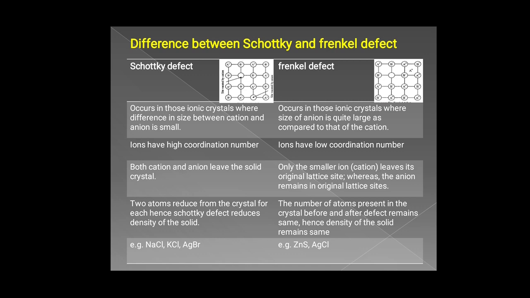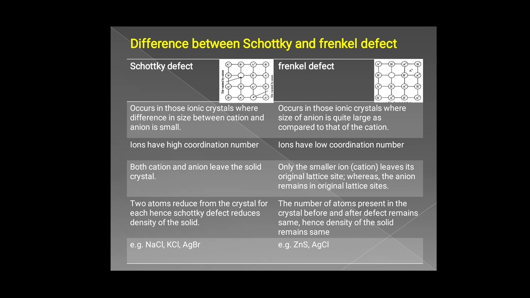In Schottky defect, the ions have a high coordination number, while in Frenkel defect, the ions have a low coordination number. Whichever ions have a high coordination number will show Schottky defect. Frenkel defect will be seen where the ions have a low coordination number.